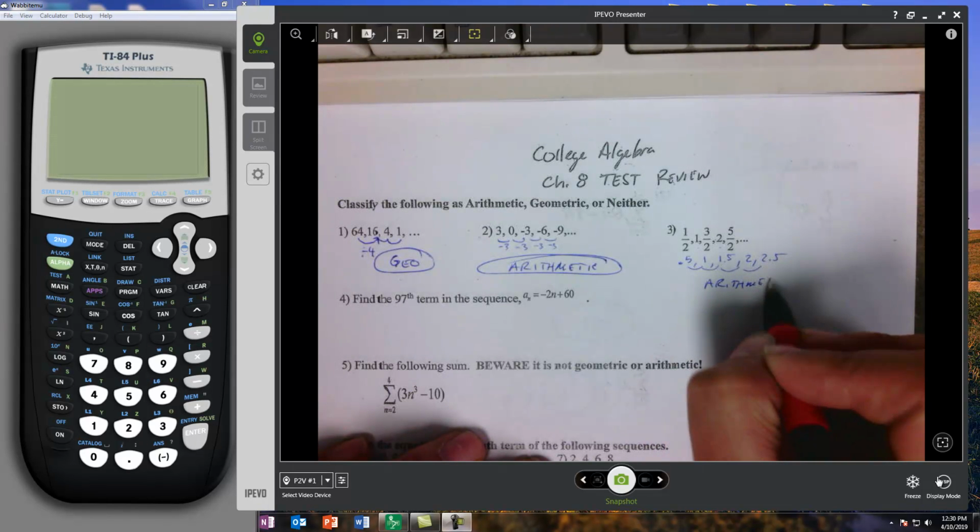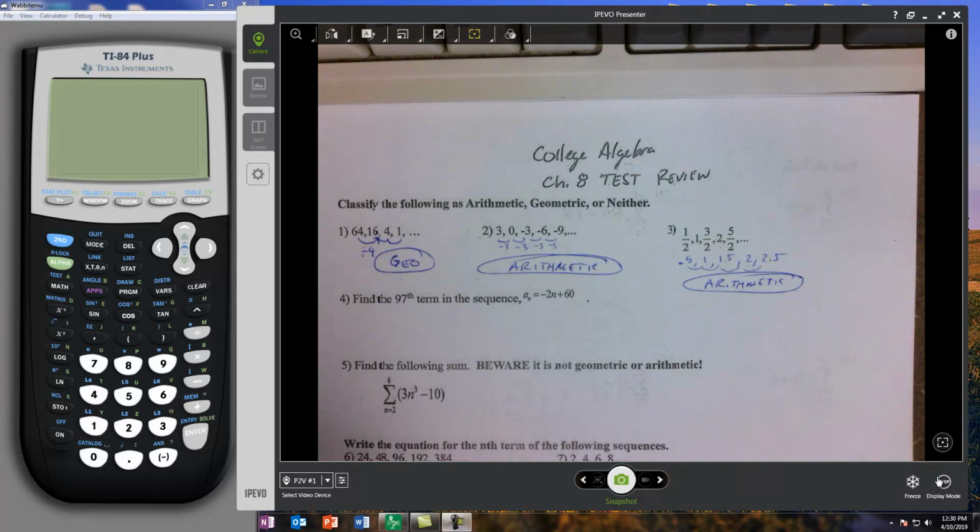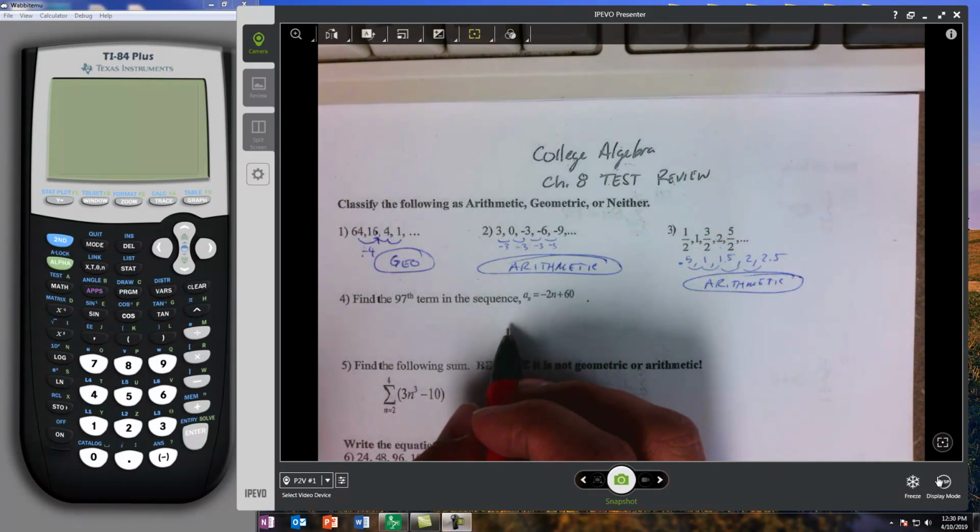Now does that mean that there won't be a neither? No. Does that mean you won't get two geos? No. It's just a scenario. So you need to be prepared to look at each of them individually and make a decision about whether it's arithmetic, geometric, or neither. And neither means it's not the same addition or subtraction each time, and it's not the same multiplication or division each time. You may see a pattern, but if it's not this type, then it's going to be throwaway.